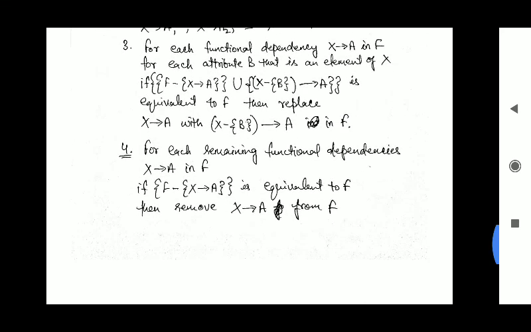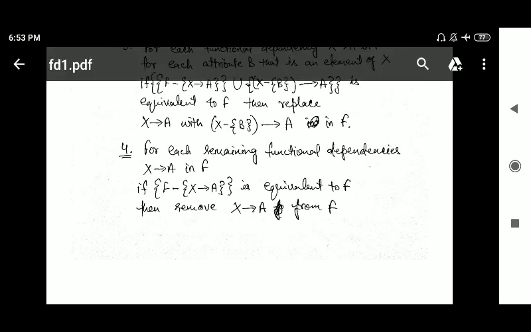Now the fourth step. In the fourth step, we check for each remaining functional dependency X implies A in F whether, if we remove that functional dependency from F, we still have a set of dependencies which is equivalent to F. In that case, we will remove this functional dependency X implies A from F, right? So in the fourth step we check whether we can remove any functional dependency X implies A from F or not. If we can remove it and still have a set of dependencies which is equivalent to F, then we will definitely remove it.